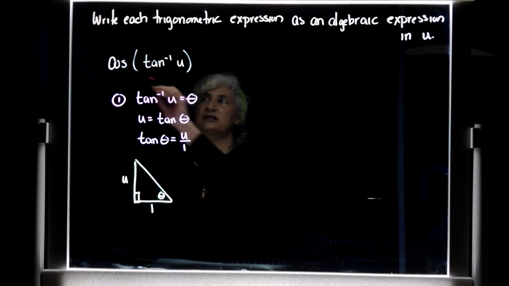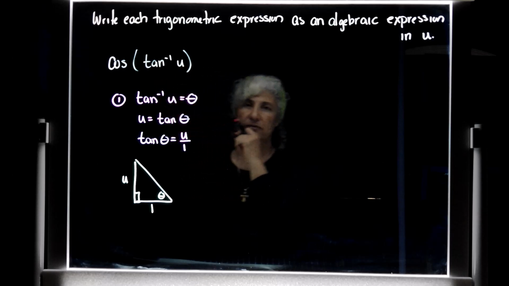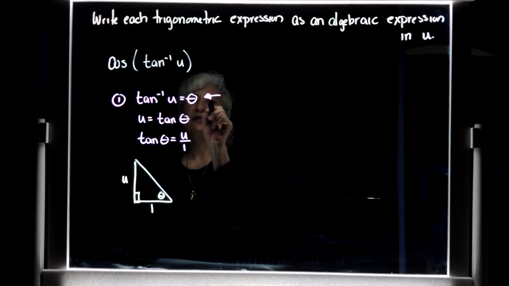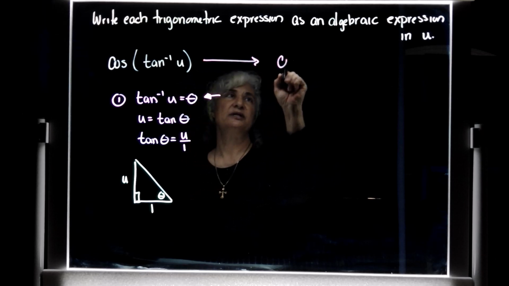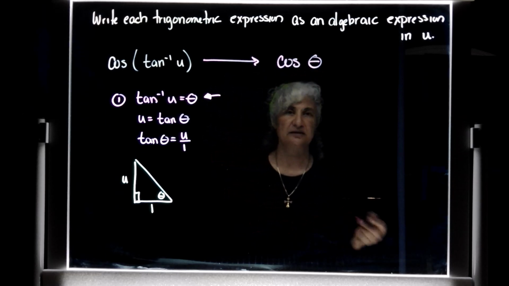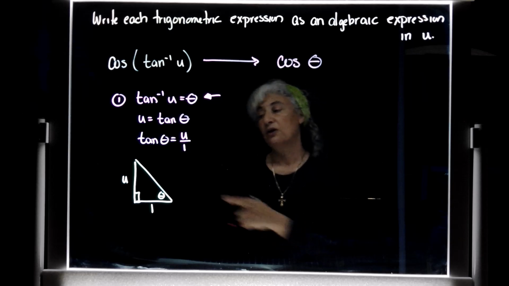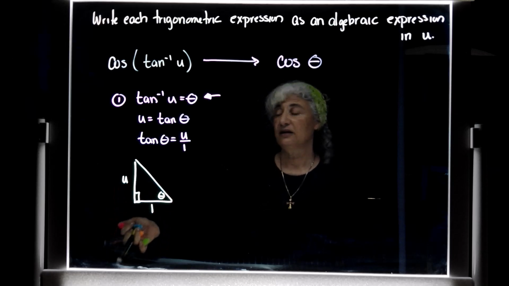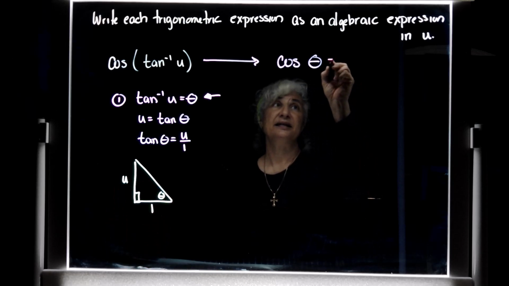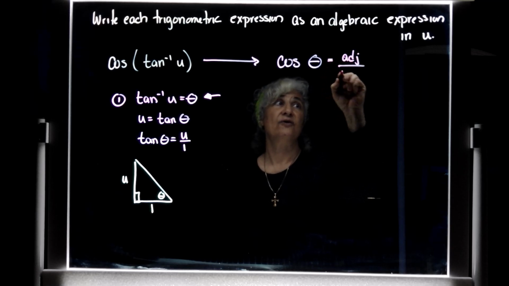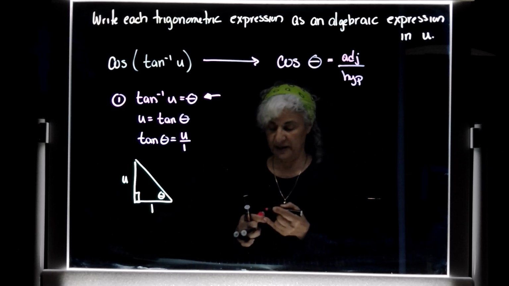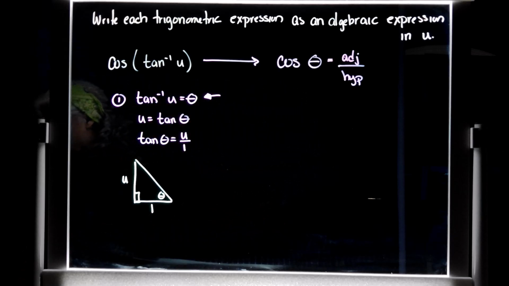Now, let's go back to the original problem here. Because the original problem wants us to find the cosine of tan inverse of u. But we just said that the tan inverse of u, right here on this line, was basically theta, which means it wants me to find the cosine of theta, doesn't it? Well, I have theta. Cosine is also from a right triangle. And to find cosine, I need adjacent over hypotenuse, don't I? Well, I have the adjacent, but I don't have the hypotenuse.